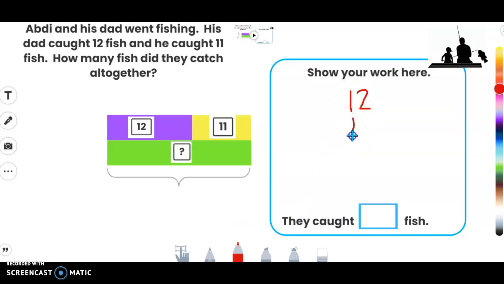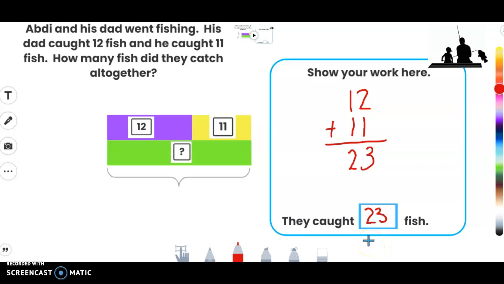So 12 plus 11 is 2 plus 1 is 3, and 1 plus 1 is 2. So our answer is they caught 23 fish.